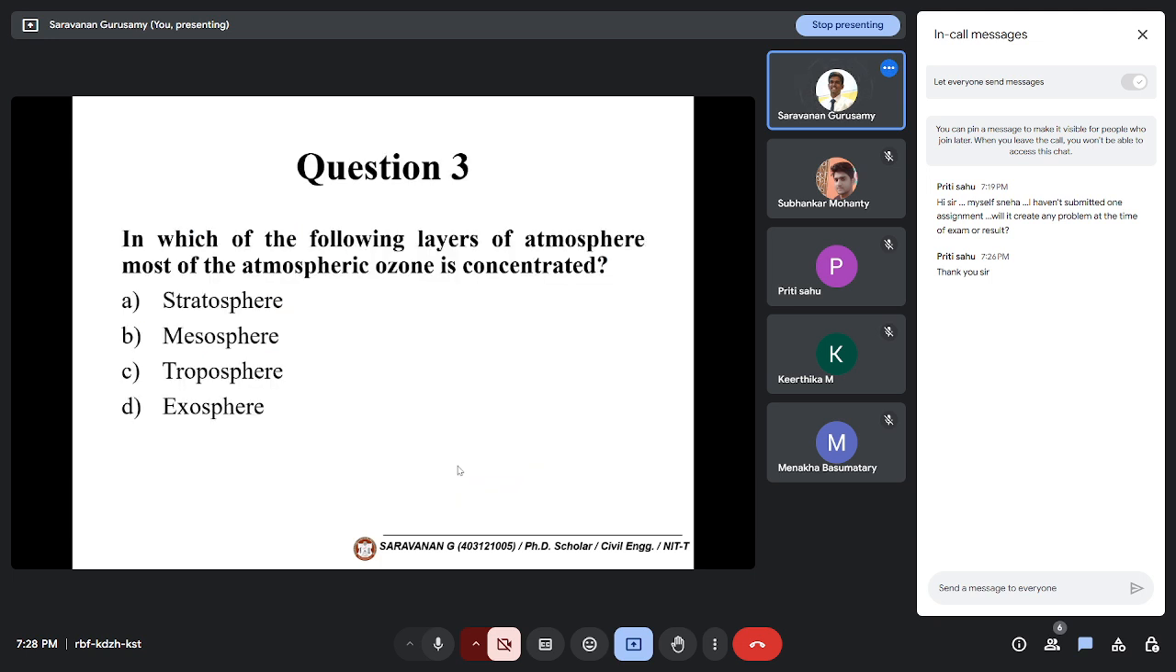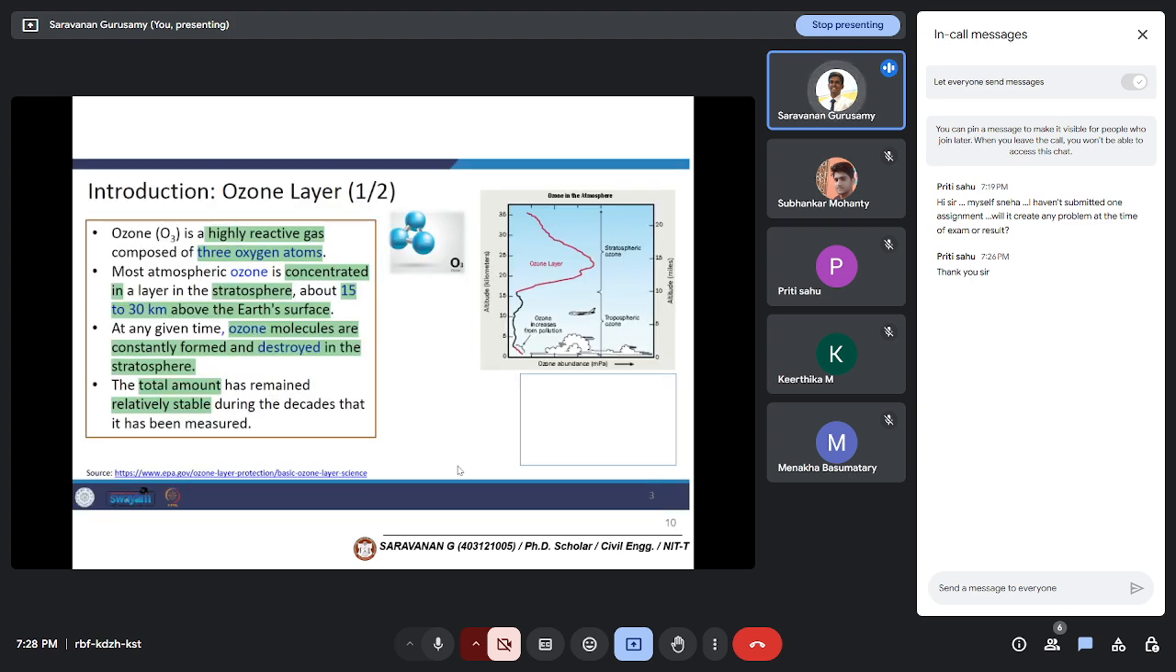purifiers. So in which of the following layers of the atmosphere is most of the atmospheric ozone concentrated? This is a basic question. We have ozone in the troposphere as well as in the stratosphere, but atmospheric ozone is concentrated mostly in the stratosphere. That is the good ozone. Bad ozone is the tropospheric ozone. So stratospheric ozone is correct. Ozone is a highly reactive gas, a combination of three oxygen atoms, and it is concentrated in the stratospheric layer, 15 to 30 kilometers above the Earth's surface. Got it? Yes.